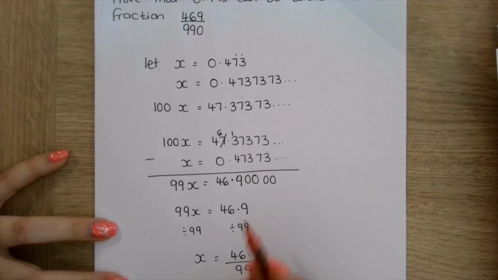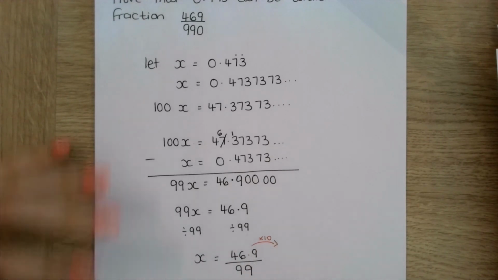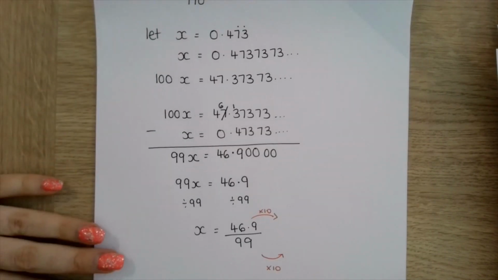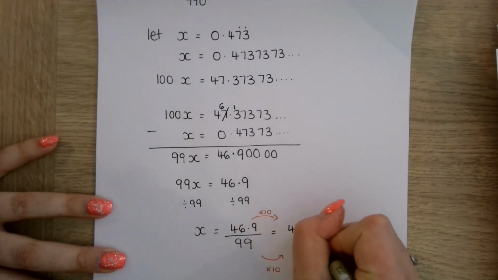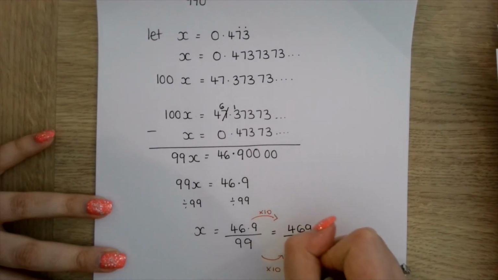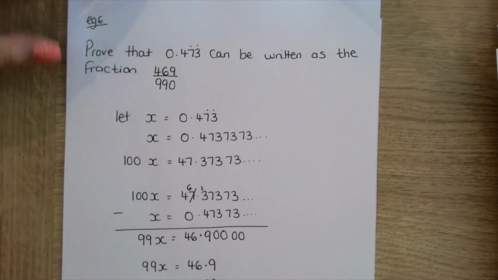Again, a decimal in a fraction, not a good thing. Times by 10, times by 10. The whole point of timesing by 10 is so that I can get rid of this decimal place. I have to do the same to the numerator as I do to the denominator. So I need to times both by 10. So I get 469 over 990, which is the answer that I was asked for in my question.